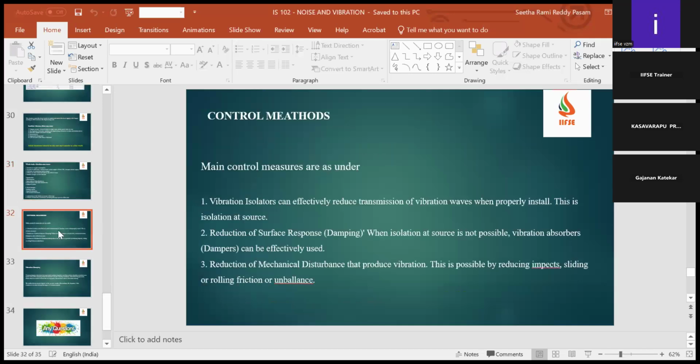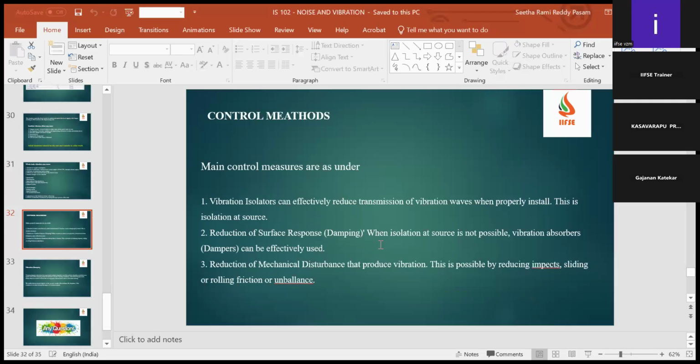Then controlling methods, again, as usual. Vibration isolators. The same way we use for noise levels, keeping absorbers or acoustic enclosures at the source or in the transmission of the noise. The same way here, the isolators can effectively reduce the transmission of vibration waves, with proper installation at the source level. Then reduction of surface responses like damping, when isolation at the source is not possible, the vibration absorbers can be effectively used.